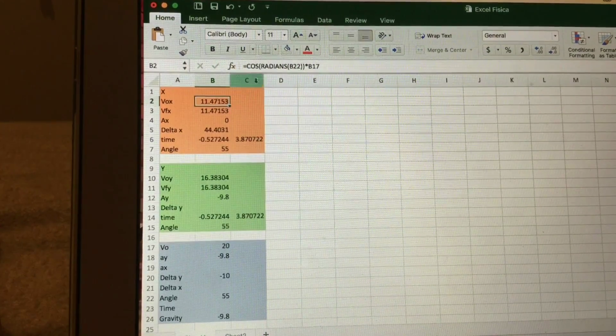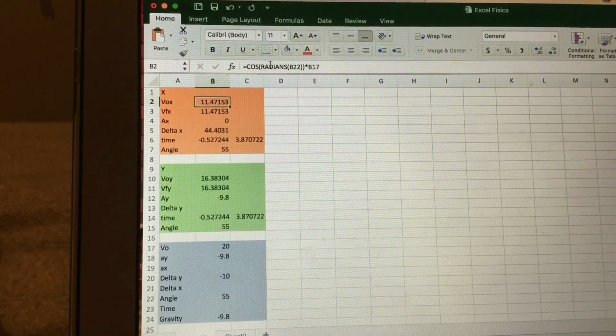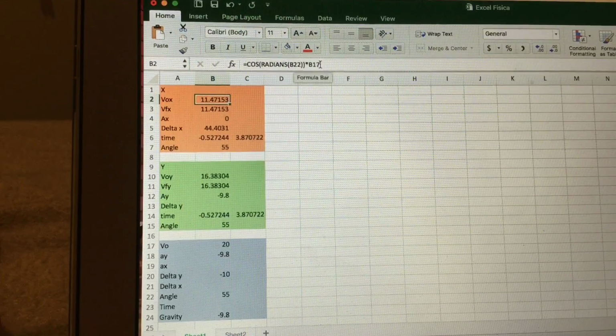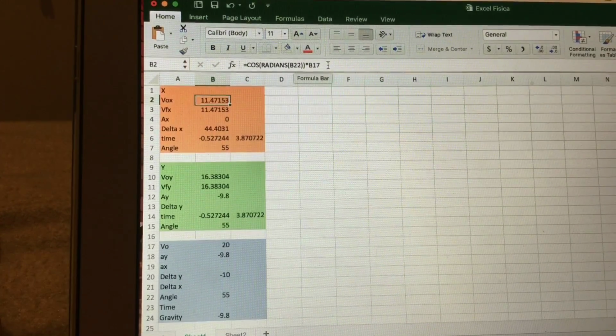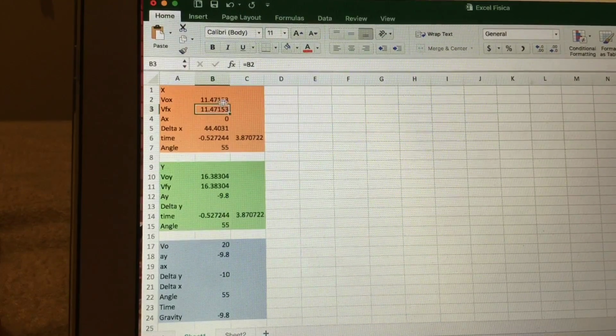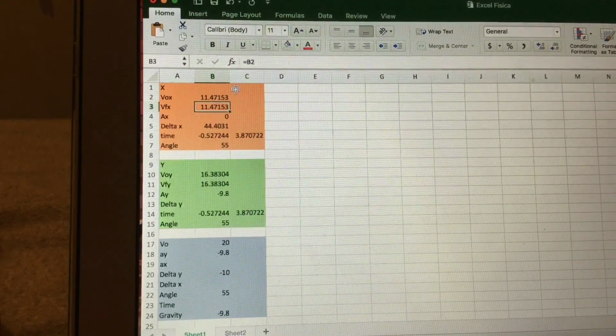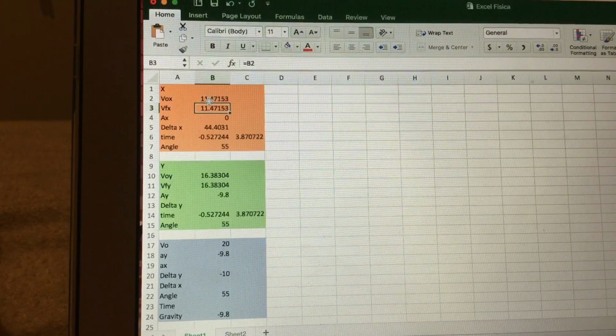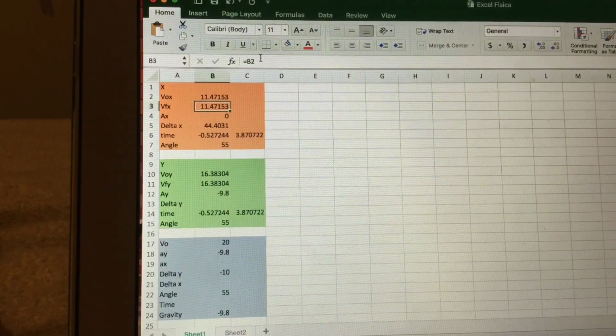Initial velocity will be the hypotenuse in a right triangle, and Vox will be the adjacent side. That's why we use cos of the angle times the hypotenuse, which is Vi. Vox will always be the same as Vfx.